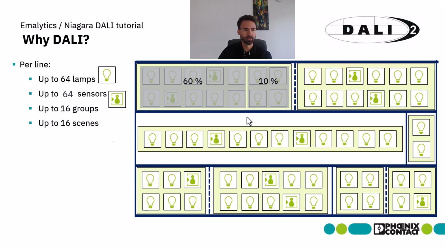In DALI we can also define up to 16 scenes per lamp. So we can imagine we go to the group of this room and we switch the room to scene 1. And those lamps we see here, they are defined for 60% brightness in scene 1. And those 4 here in the front, they are defined for 10% brightness within scene 1.